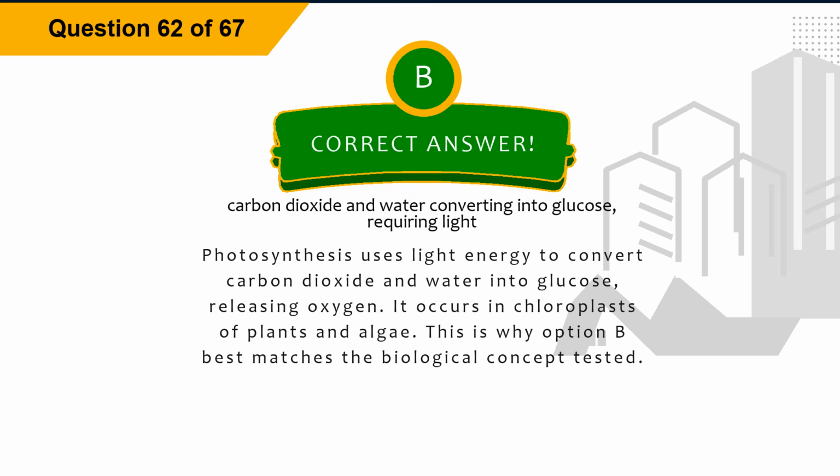The correct answer is option B, carbon dioxide and water converting into glucose, requiring light. Explanation: photosynthesis uses light energy to convert carbon dioxide and water into glucose, releasing oxygen. It occurs in chloroplasts of plants and algae. This is why option B best matches the biological concept tested.